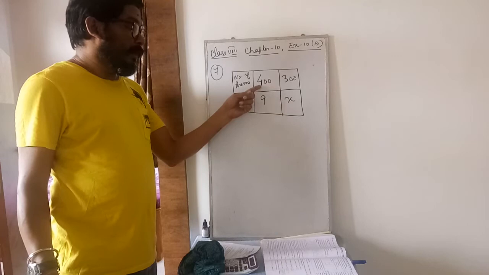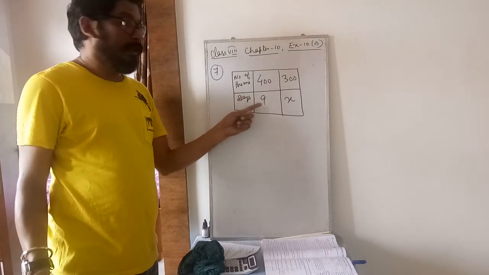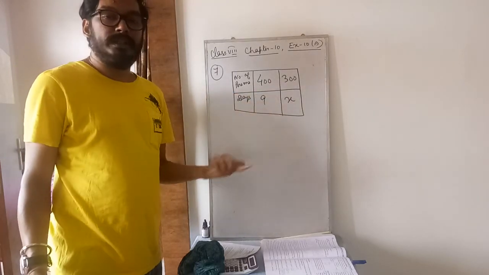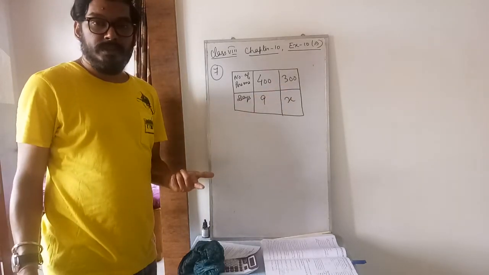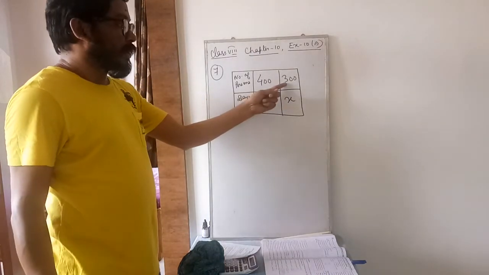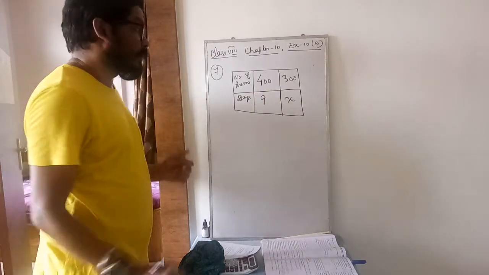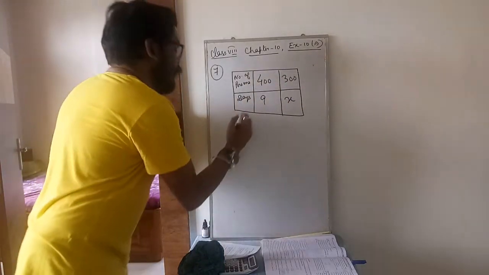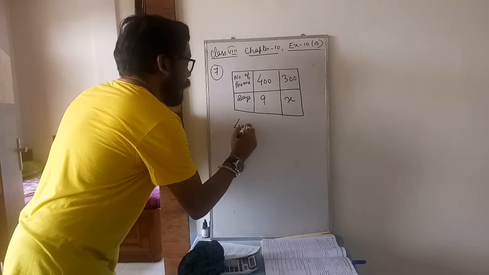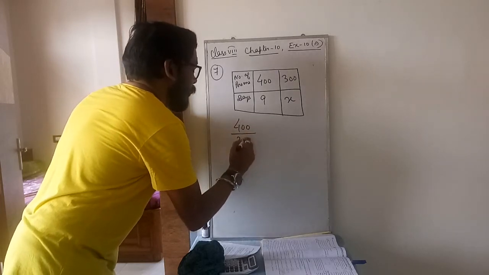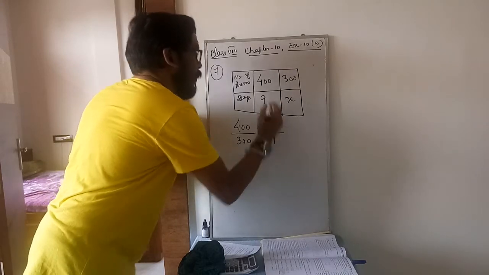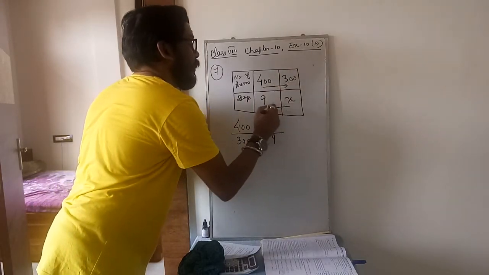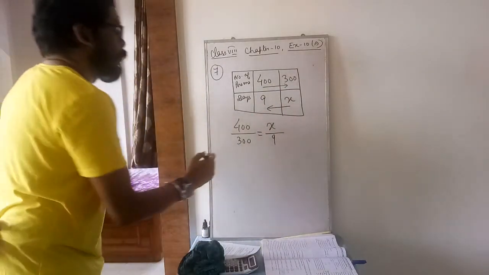It was 400 persons, and the food lasts for 9 days. Now you have decreased the persons, so obviously the number of days will be more. Less persons, more days. So the ratio of the first two, 400 by 300 equals x by 9. Just the reverse. You went in this direction, the other you will go in the opposite direction.